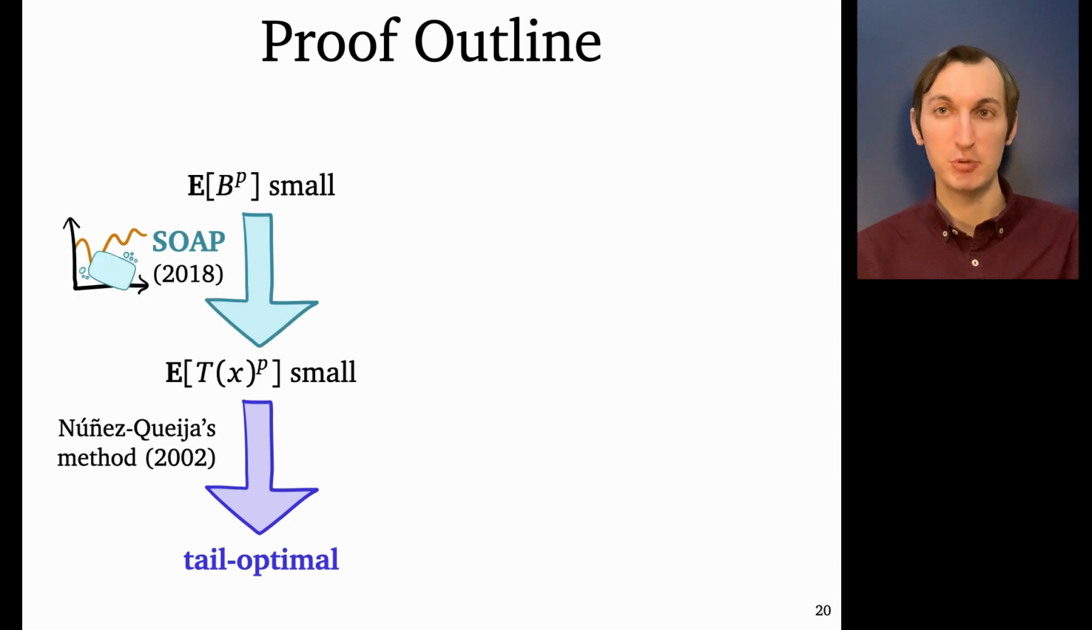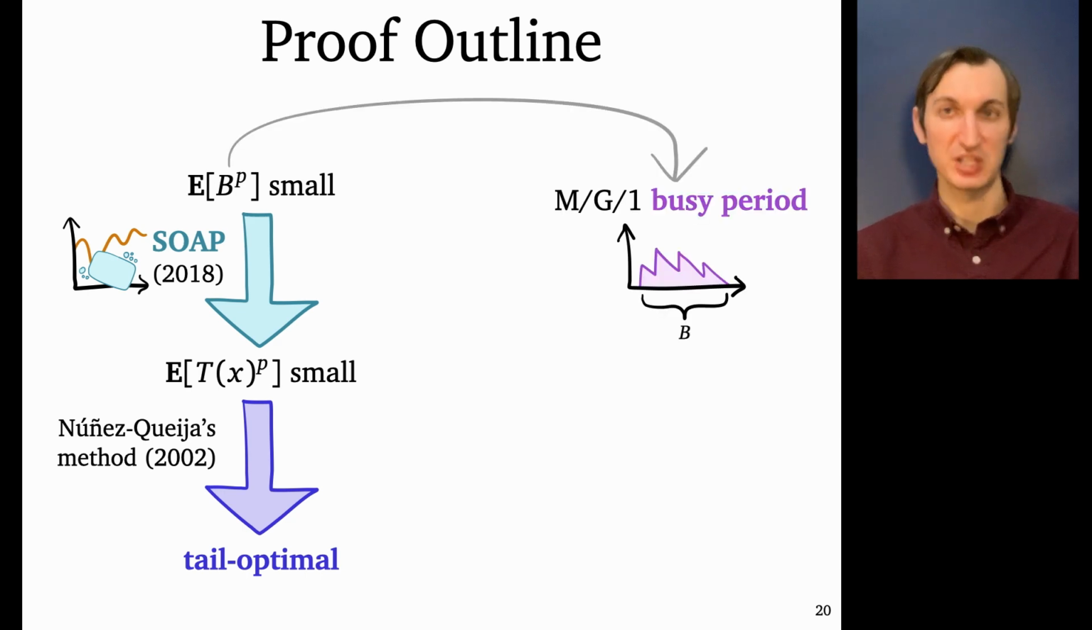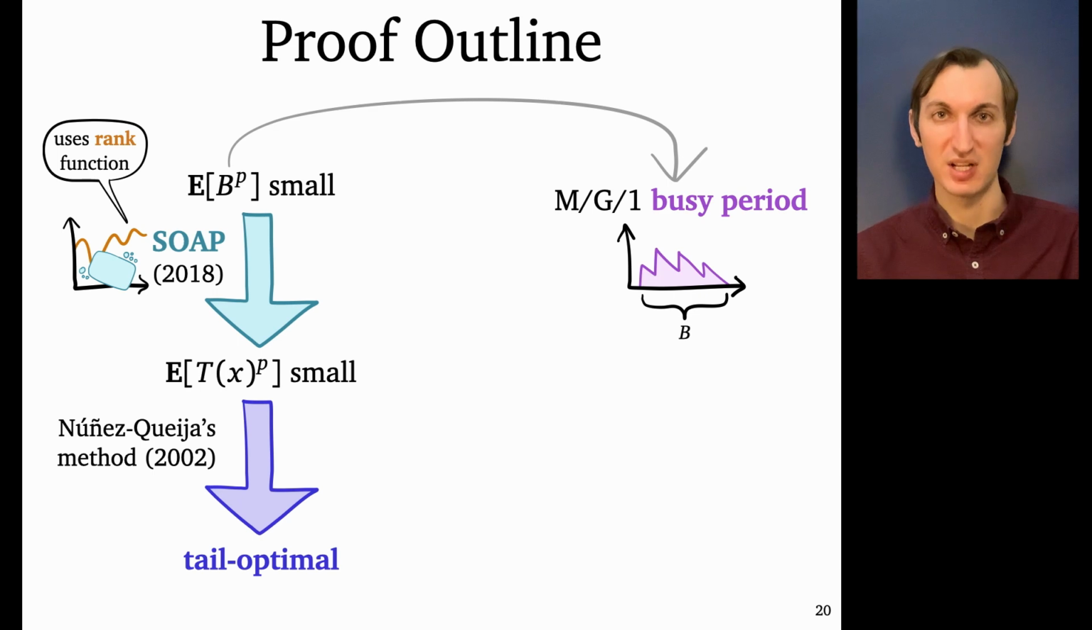For that, we turn to the SOAP analysis introduced at Sigmetrics 2018, which shows how to analyze the response time of any SOAP policy. And in particular, it bounds these response time moments in terms of moments of busy periods in an M/G/1 queue. And these aren't the same busy periods as the original system. They're transformed in a way that specifically uses the rank function. So this is where the rank function comes into play. So if we have small enough busy period moments, then we get small enough response time moments, which will give us tail optimality. It turns out to get the sharpest possible bound, we need to look not just at integer, but also at fractional moments.